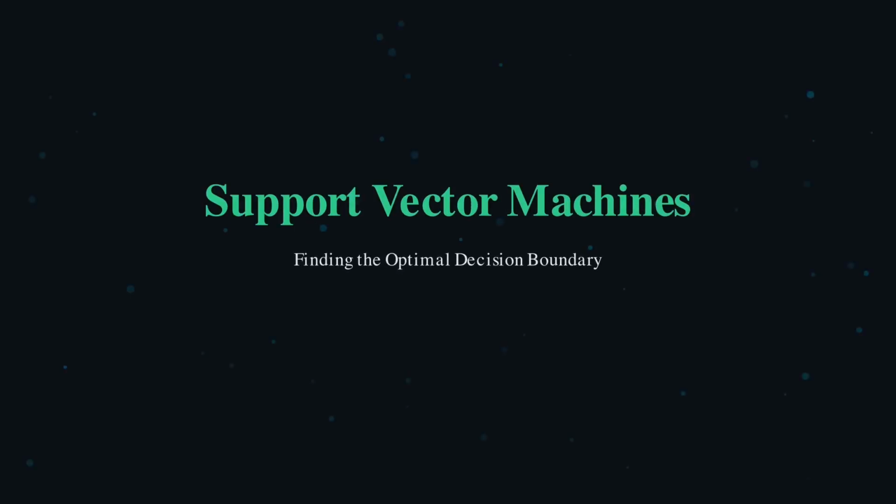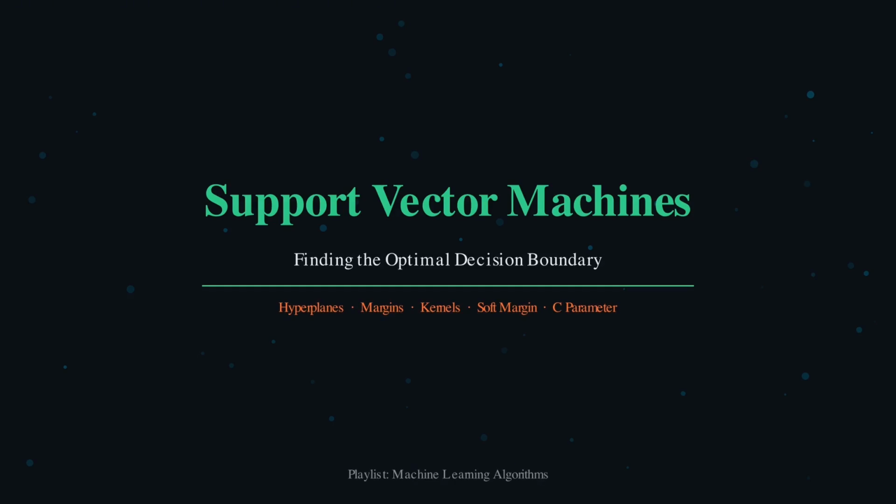Today we're visualizing support vector machines, the algorithm that doesn't just separate data, but finds the best possible boundary with maximum confidence. This is part of the machine learning algorithms playlist.